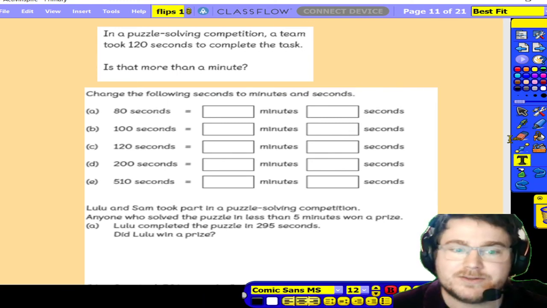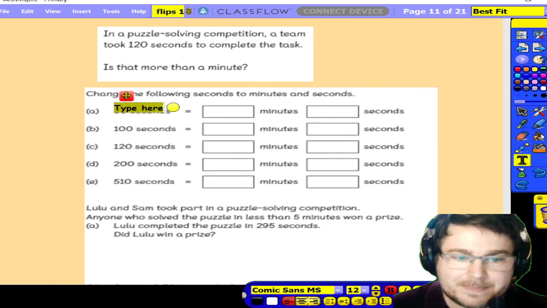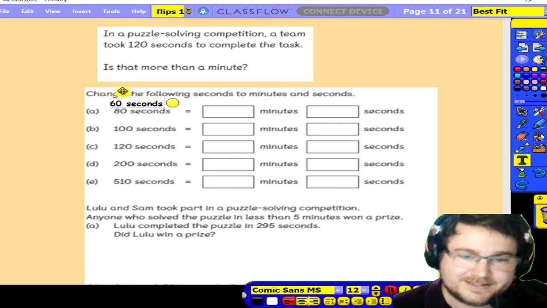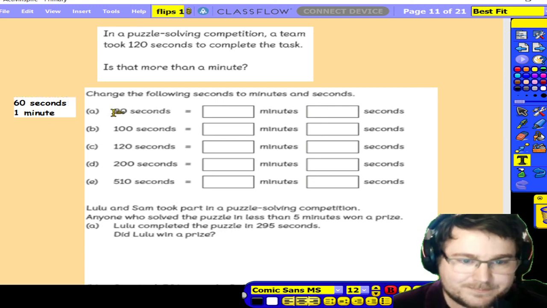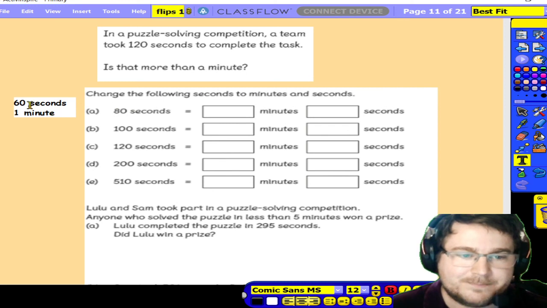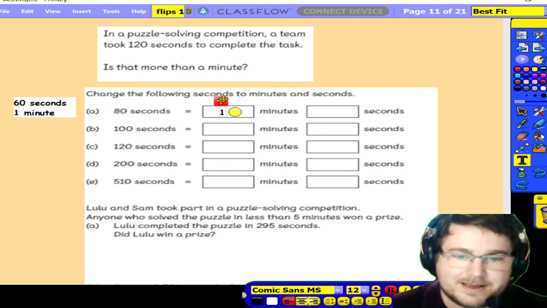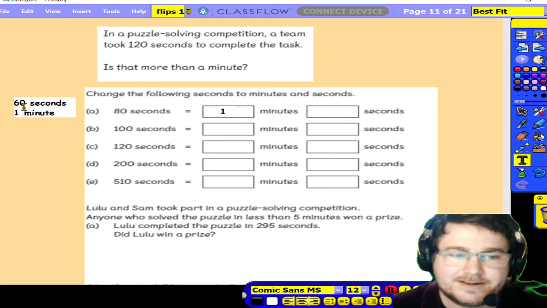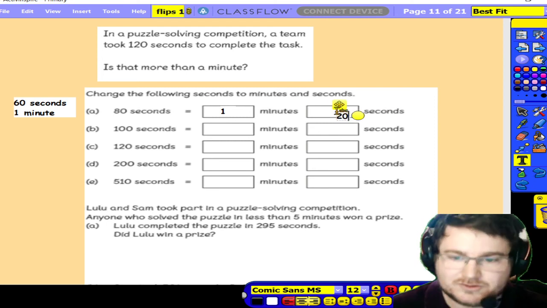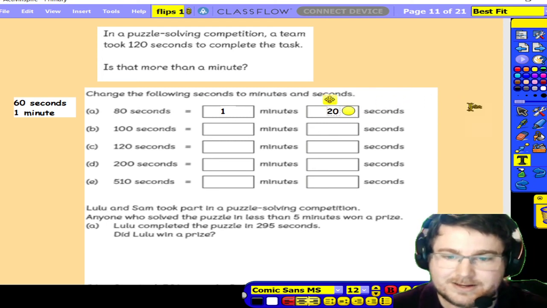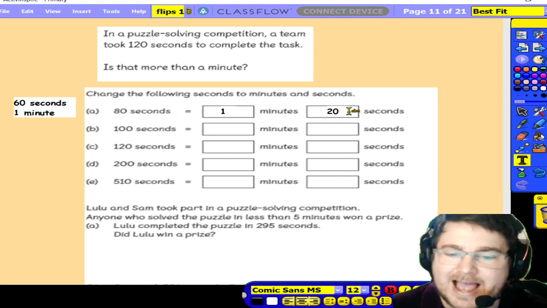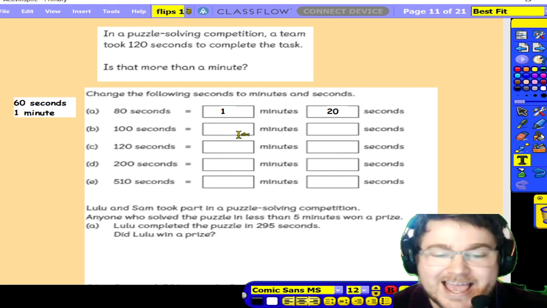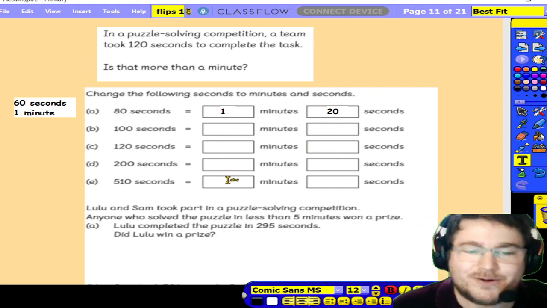I will show you the first one for what I mean. As we know, there's 60 seconds in 1 minute. Let's make that clear. We know that by now. So 80 seconds would be, well, 1 minute. But I've got some seconds left over. How many seconds? 60 to 80. There are 20 more seconds. So 80 seconds would be 1 minute and 20 seconds. Remember, these are the extended challenges. See how you get on there.